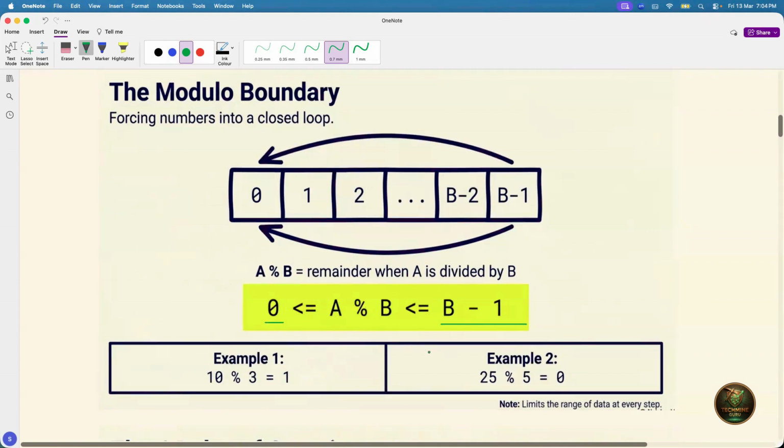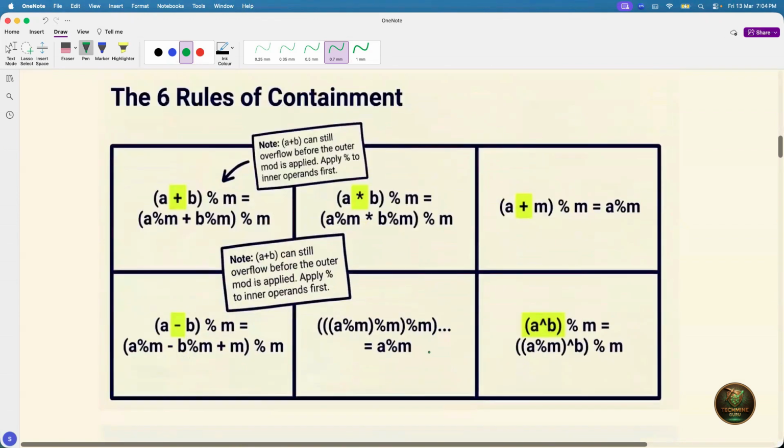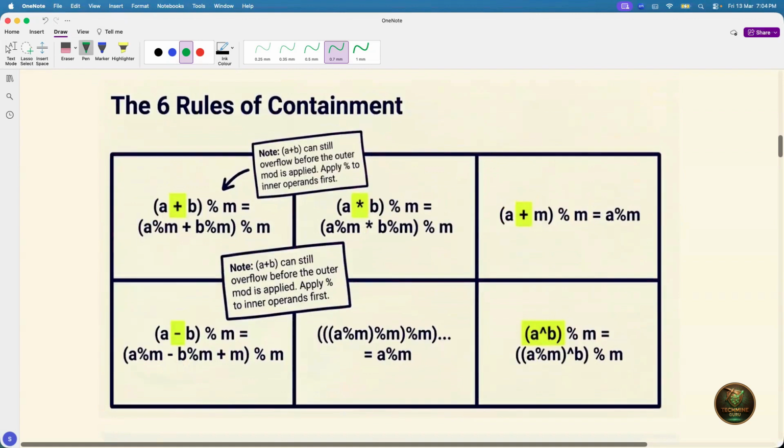So now we will see some basic properties of modulo. These are the 6 rules of containment. First is the addition rule, where a plus b whole mod m can be expressed as a mod m plus b mod m and whole mod m. So this is pretty straightforward, right? Similarly, for multiplication it is similar. So a multiplied by b whole modulus m can be expressed as a modulus m multiplied by b modulus m and whole modulus m.